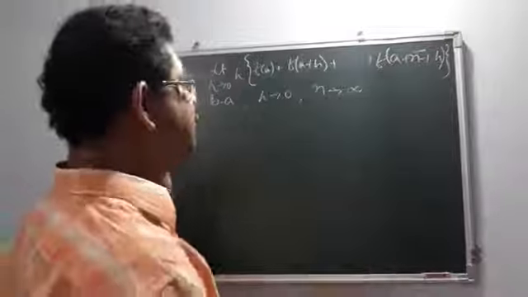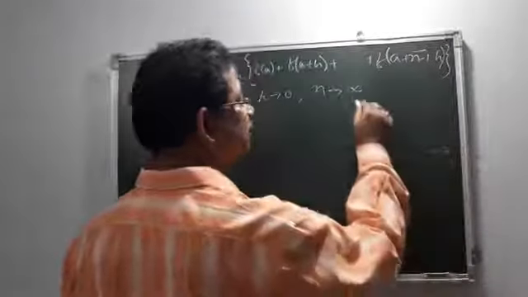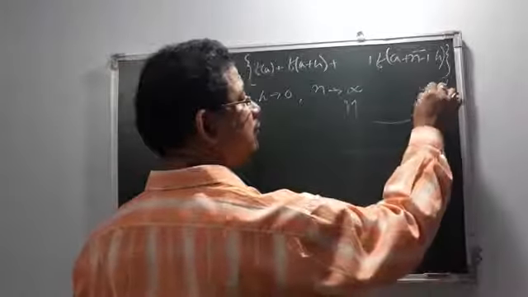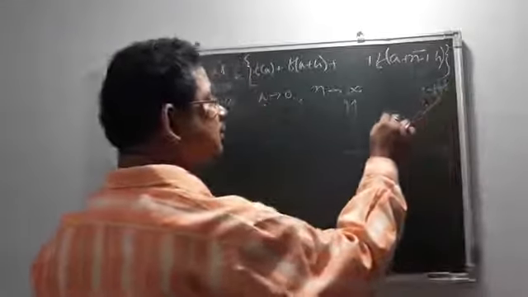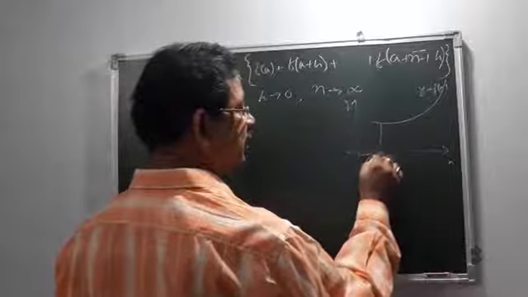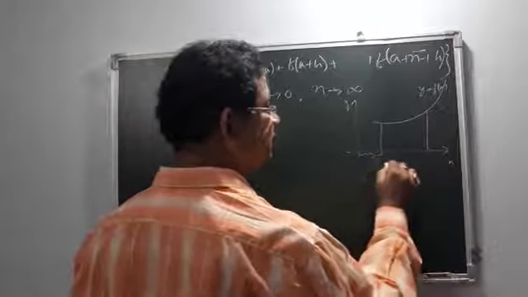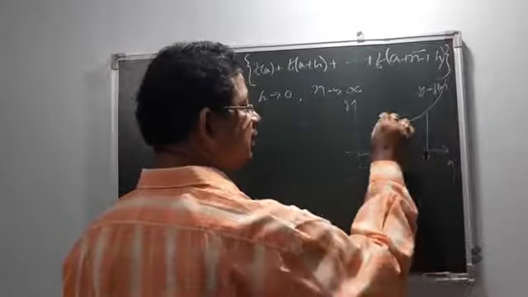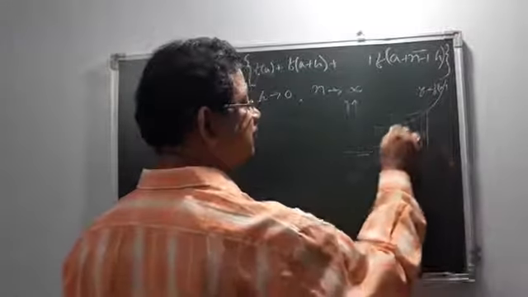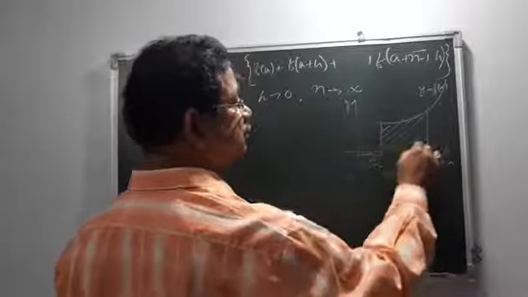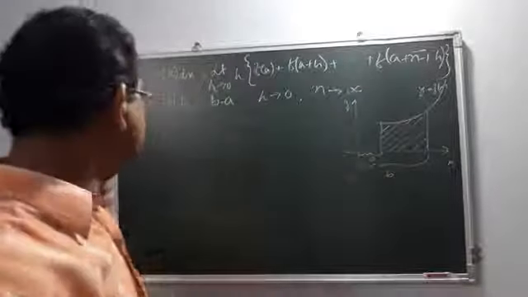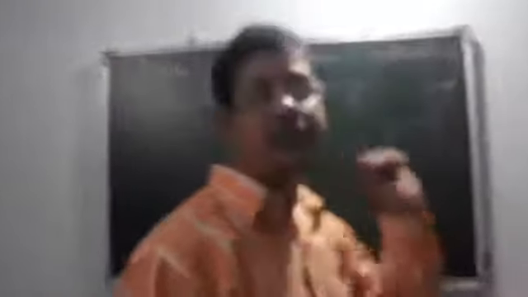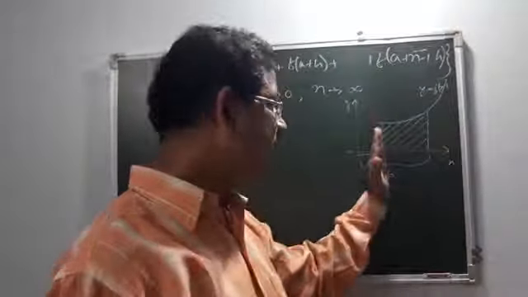Then the geometrical meaning is like that. Suppose this is the x-axis and y-axis, and this is our curve, y is equal to f(x). Then if x takes this one as our a and this one as our b, then the area bounded by this curve with the x-axis and the lines x equal to a and x equal to b is the value of this integral. That means geometrically the integration a to b f(x) dx means the area bounded by the curve y equal to f(x), the x-axis, and the straight lines x equal to a, x equal to b.